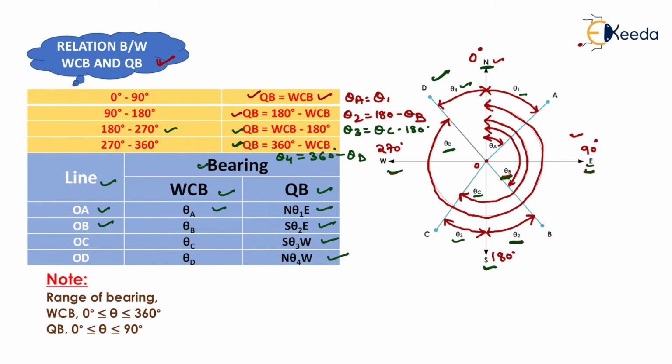Now we know that the range of bearing for whole circle bearing will lie in the range of 0 degree to 360 degree, because it will vary from 0 degree to 360 degree. But in quadrantal bearing system, the range is from 0 degree to 90 degree only, because we will show the direction, that is northeast, northwest or southeast or southwest in quadrantal bearing system.